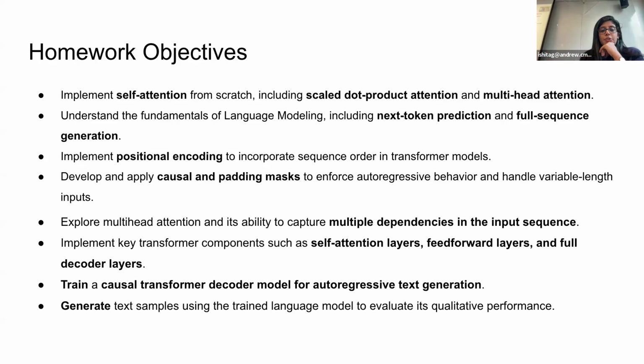So you'll also explore multi-head attention. You'll write from scratch in this homework all the self-attention layers, feed-forward networks, and full decoder layers. And then finally, in homework 4 P1 itself, you'll train the causal transformer decoder model for the text generation tasks.